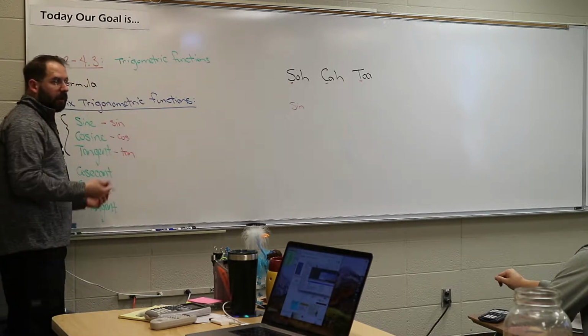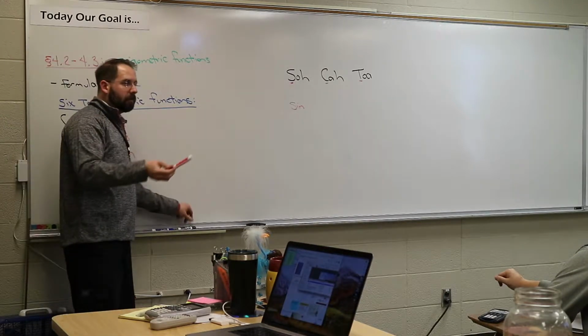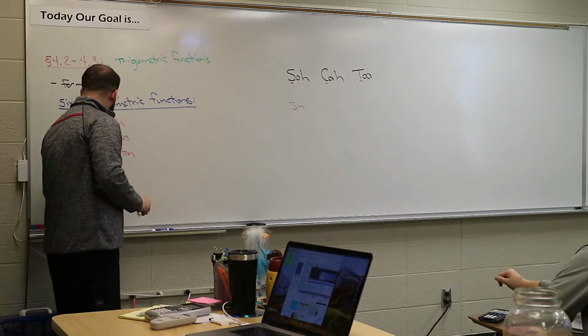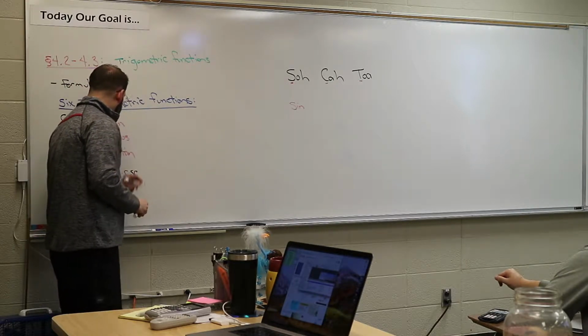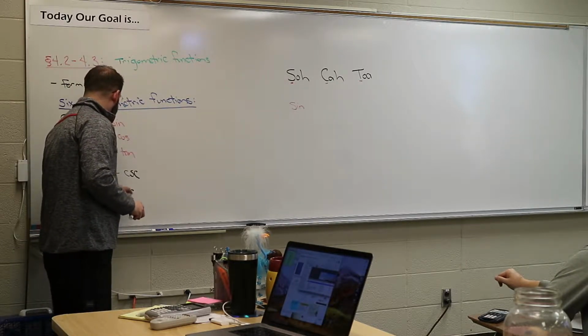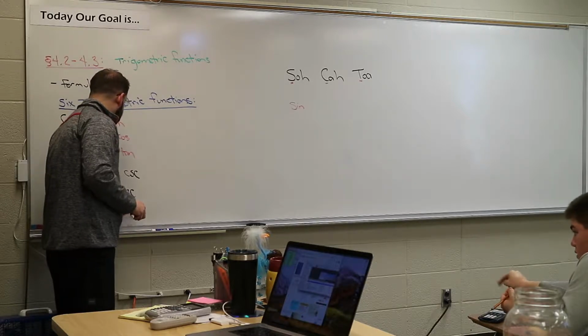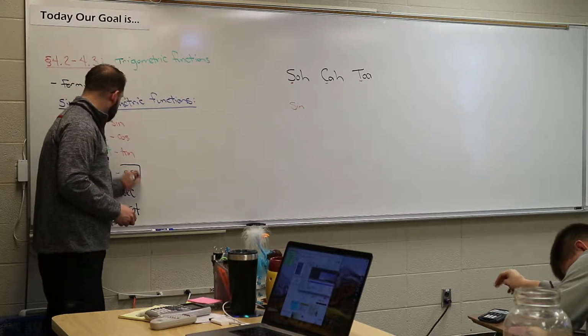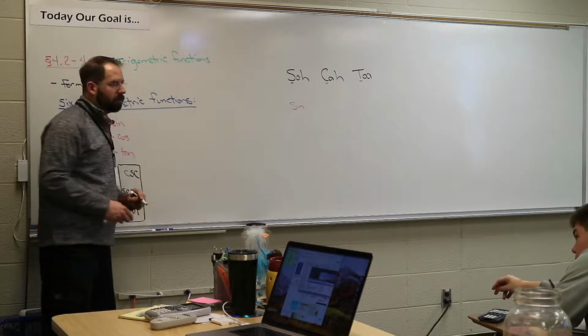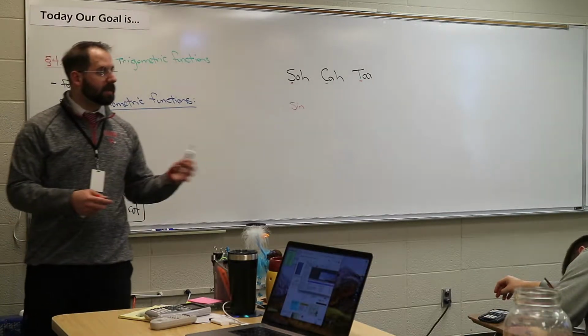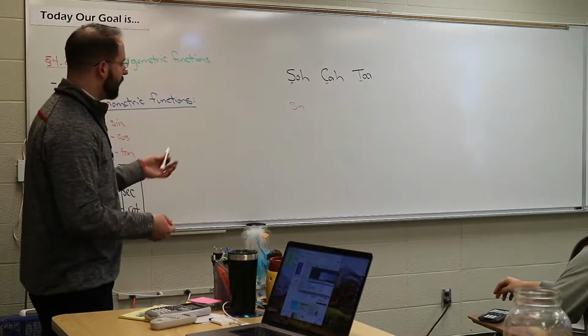The bottom 3 that we'll see tomorrow have a different abbreviation. They have CSC, SEC, and COT. Now, the problem is, these 3 are not on your calculator. They're not the tangent -1 or cosine -1 or sine -1.